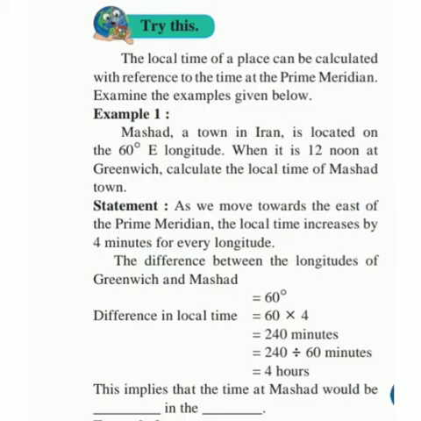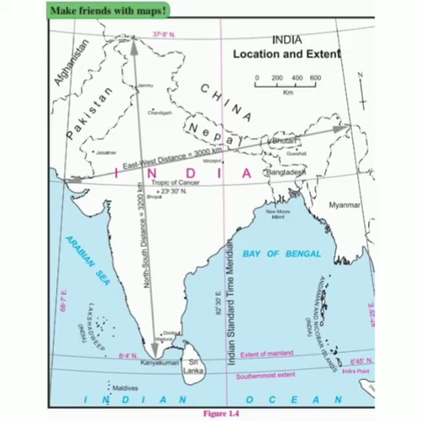Let's understand the given example. In this example, the local time at Greenwich is given to be 12 noon, and we are supposed to find the local time at a place at 60° east longitude. By calculating the time, we get the answer 4 hours. As this place lies towards the east of the prime meridian, the time is ahead. That means these 4 hours are in the afternoon. It is 4 pm.